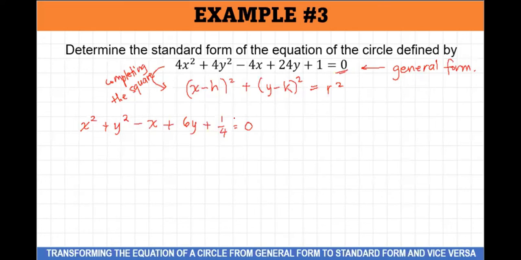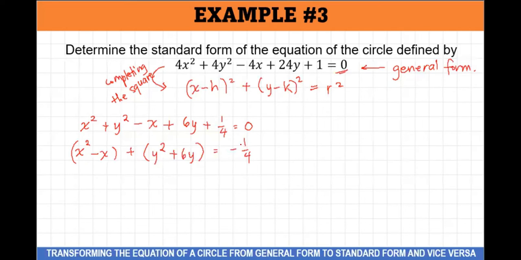And then, next mong gagawin is to group all the values of x and all the values of y terms and transpose the constant to the right side of the equation. So, igugrupo daw natin lahat ng may value ng x. So, it's x squared minus x plus y squared plus 6y is equal to negative 1/4.